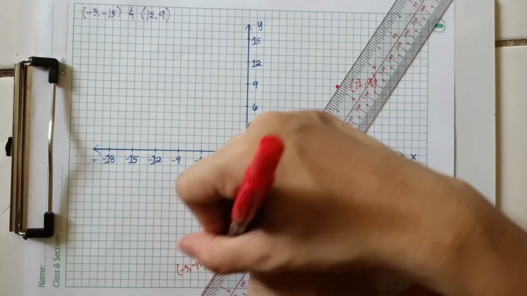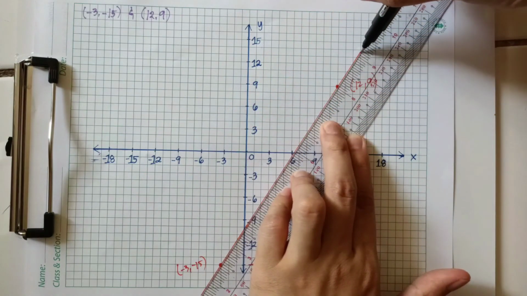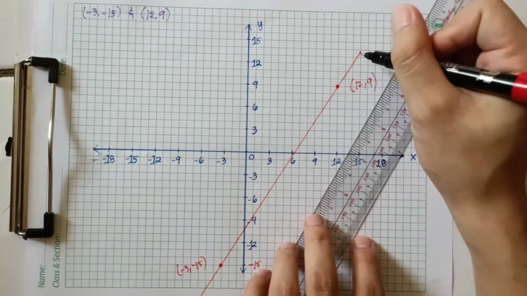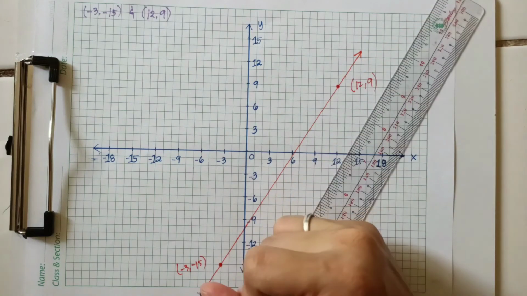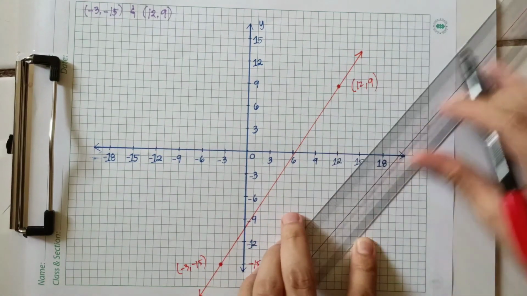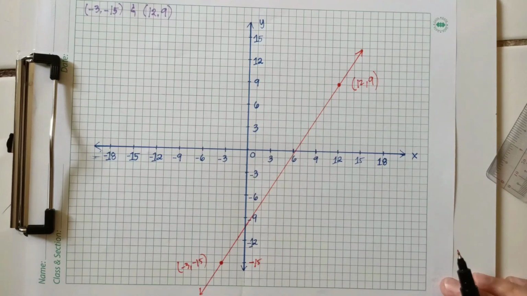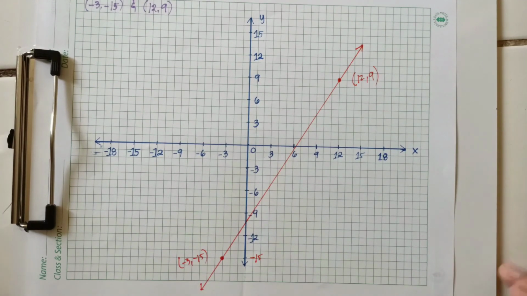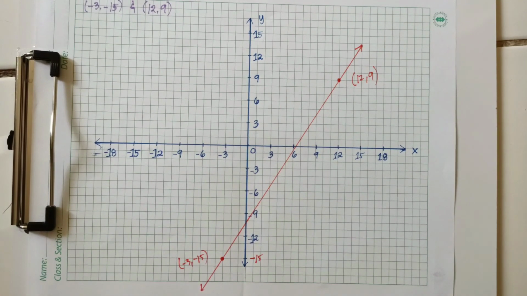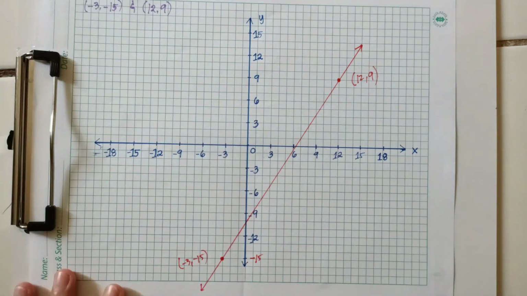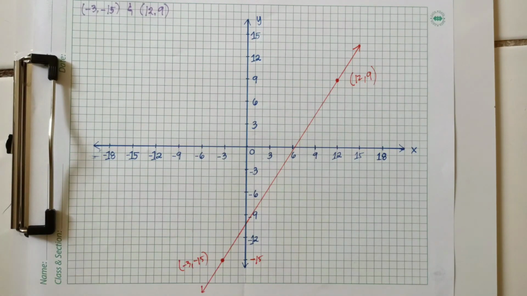Diba? Napakadali. At yung pinakamadali sa lahat because you don't have to solve anything. Wala ka nang kailangan i-transform or i-solve na kahit na ano. Talagang ipa-plot mo lang siya tapos i-graph or i-extend mo lang yung lines, then okay na yan. Alright? So, this is the graph kapag ibinigay sa atin yung ganitong 2 points. Yung negative 3, negative 15, and 12, 9. Okay? So, I hope nakuha mo yung dalawa.